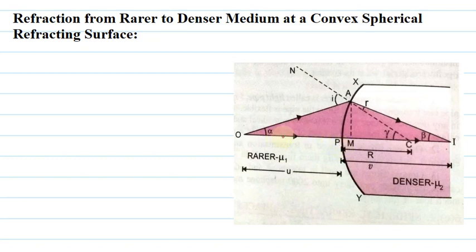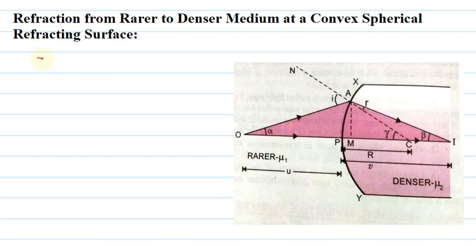Another ray of light incident on XY along OA at an angle of incidence i is refracted along AI at an angle r, which is the angle of refraction. Here the light ray after refraction bends towards the normal. The two refracted rays meet at I, which is the real image of the point object O.